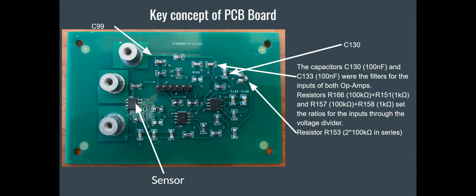Since we only have 100 kilo ohm resistors, we soldered 2 100 kilo ohm resistors in series for the gain resistance R153. The capacitors C130 and C133 serve as the filters for the inputs of the 2 op-amps. To regulate the output, a ratio was used by applying the voltage divider theory using resistors R166 with R151 and R157 with R158. Also, note that the mark C99 has 2 almost non-visible 100 nanofarad capacitors soldered on top of each other for a 200 nanofarad capacitance to meet the cutoff frequency requirement.